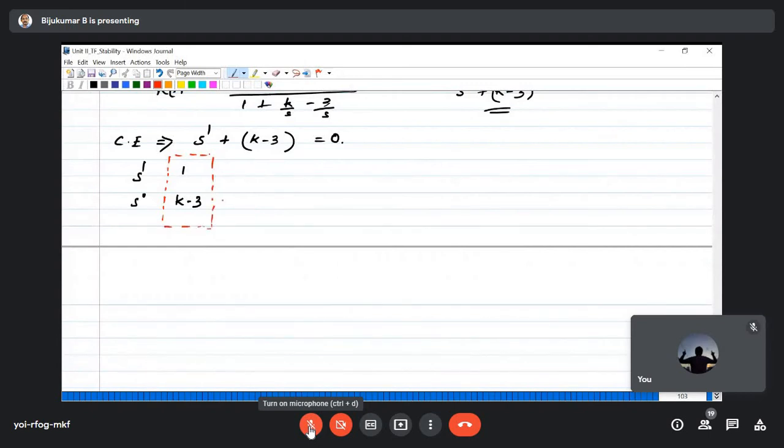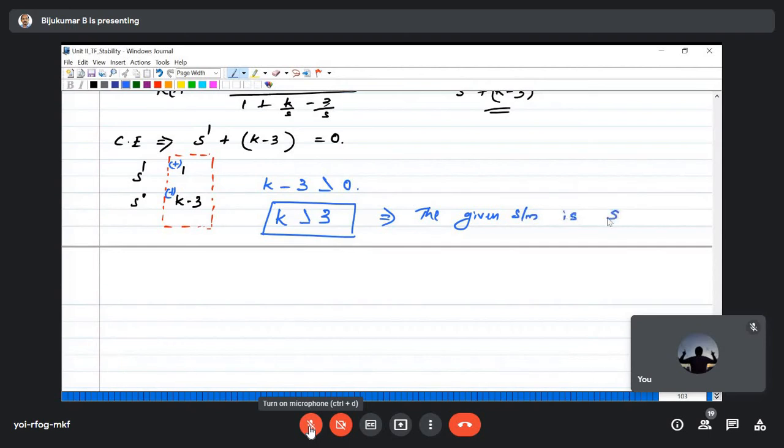In order for the system to be stable, there should not be any sign change in the first column. Let us assume this is plus, and K minus 3 is plus, which means it should be greater than 0. So the condition is: when K is greater than 3, the given system is stable. This is the condition. Clear?